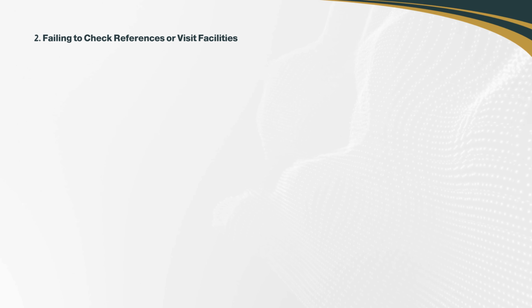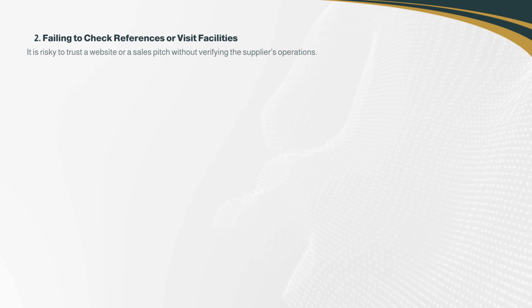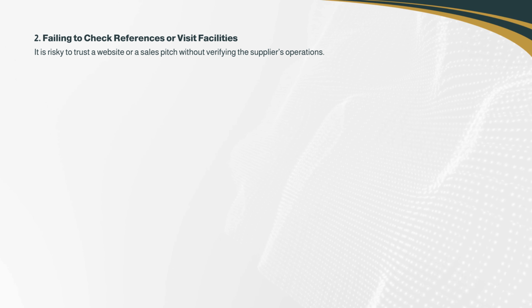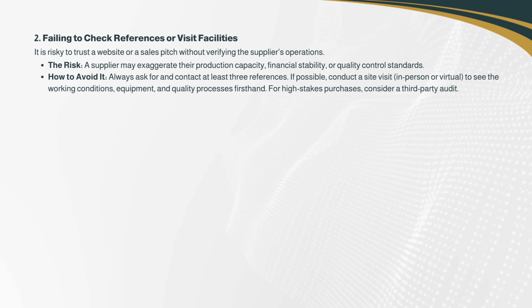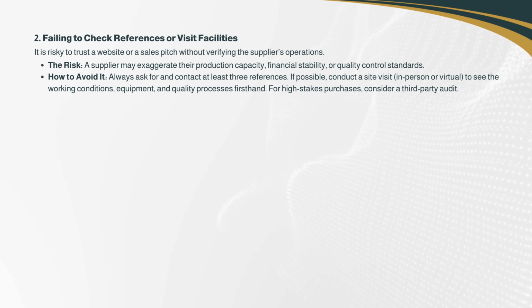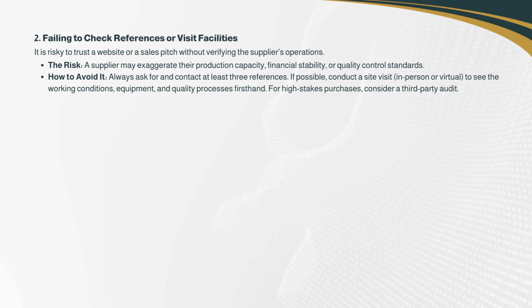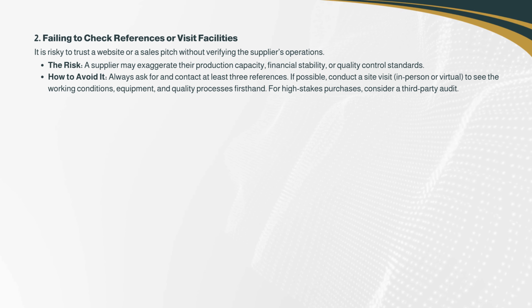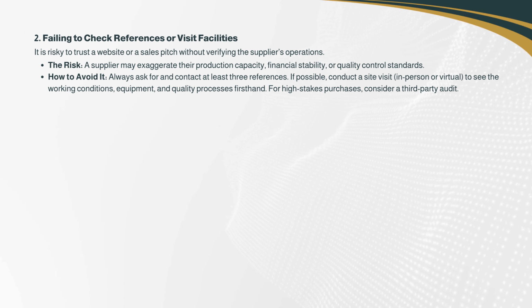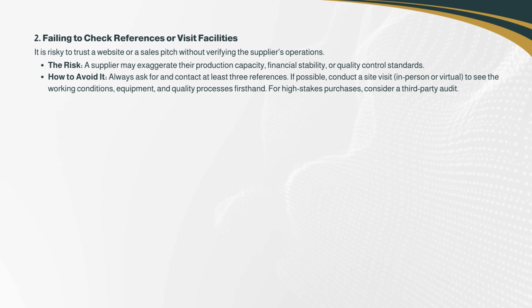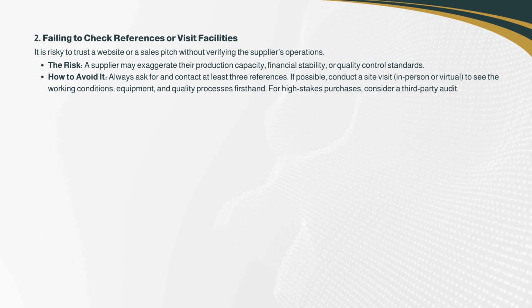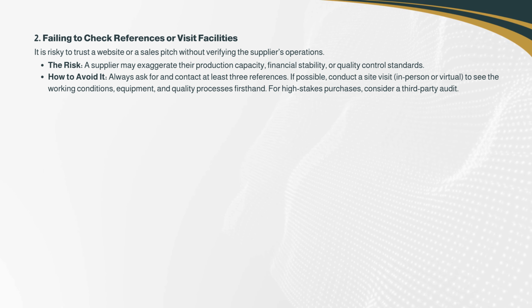2. Failing to check references or visit facilities. It is risky to trust a website or a sales pitch without verifying the supplier's operations. The risk: a supplier may exaggerate their production capacity, financial stability, or quality control standards. How to avoid it? Always ask for and contact at least 3 references. If possible, conduct a site visit, in person or virtual, to see the working conditions, equipment, and quality processes firsthand. For high-stakes purchases, consider a third-party audit.